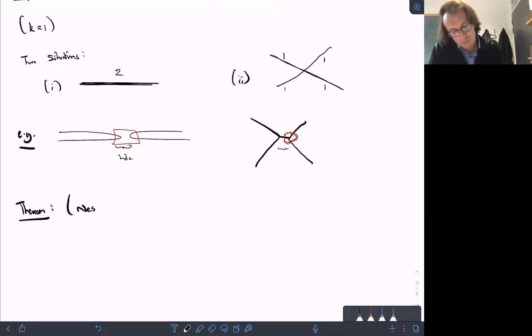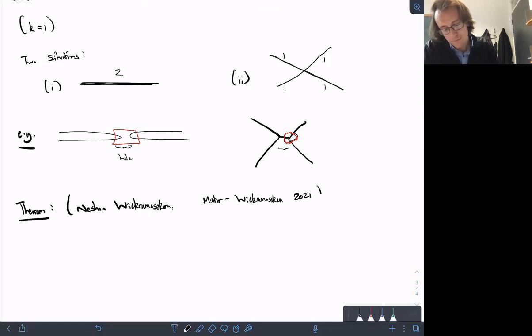This was originally done by Nishan Wickramasekara, but it's going to appear in Minter and Wickramasekara for the first time in published form, at least. Nishan has given talks on this himself, in 2021.